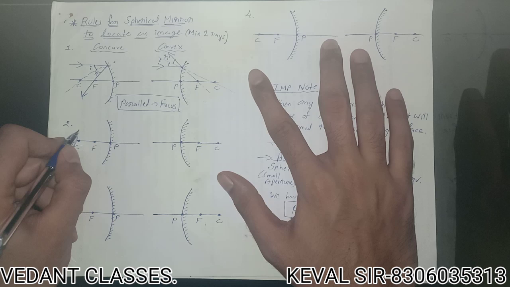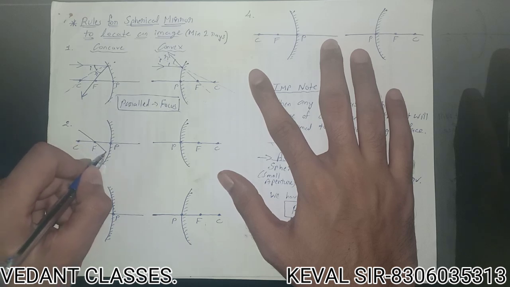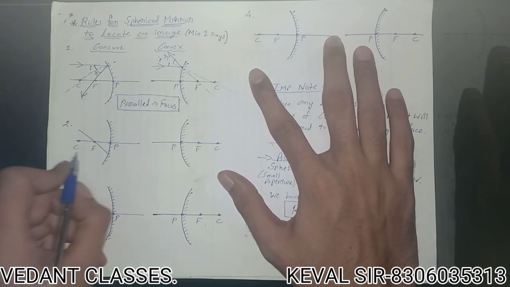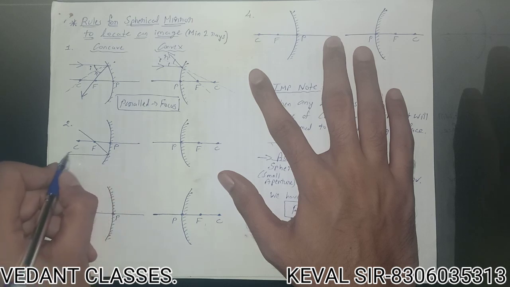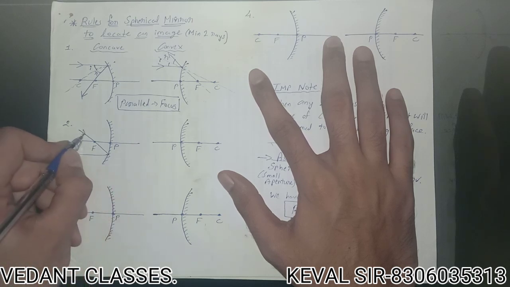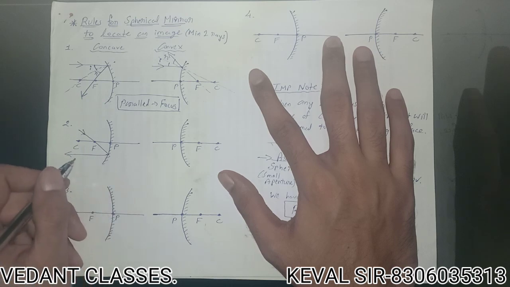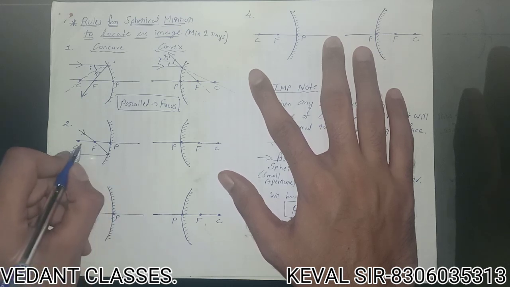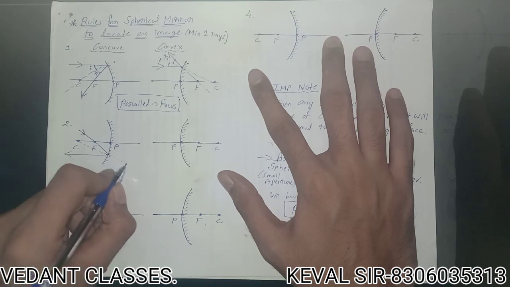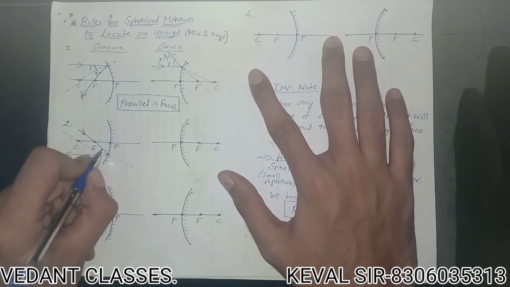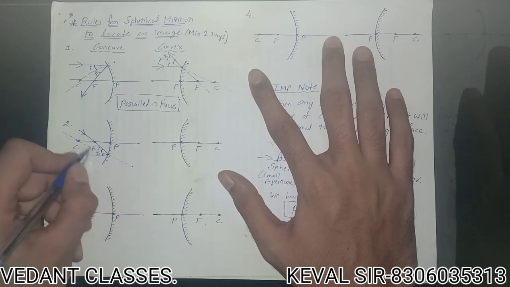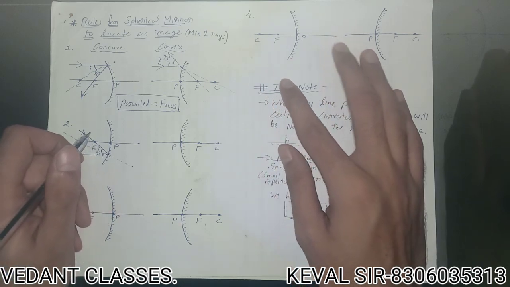When any light ray is passing through the principal focus, then it will be parallel to the principal axis. If the light ray is passing through principal focus, then it will get parallel to the principal axis after reflection. Now if you consider the imaginary line passing through the center of curvature, this will be your I and this will be your R. Again, the laws of reflection are followed in this case.